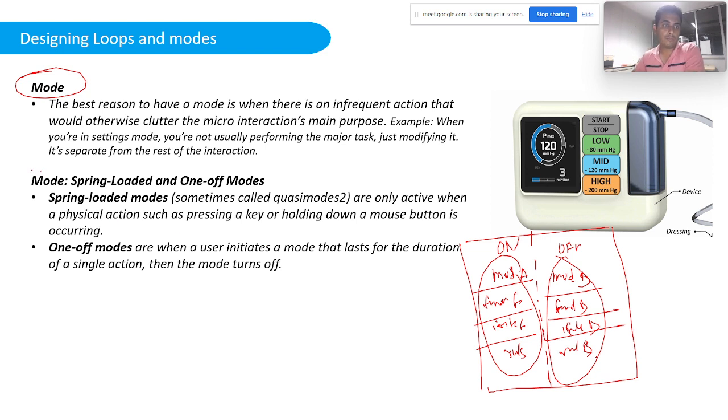Now there are two types of modes. One is called spring loaded mode, the other is one-off mode. Spring loaded modes are active until the trigger is released. That means it's like your shift key. Only while you press the shift key will you have capital letter typing. The other type is one-off mode, where once you trigger that particular mode, it remains in that state and ends once you finish your action. Your caps lock button is probably like that.